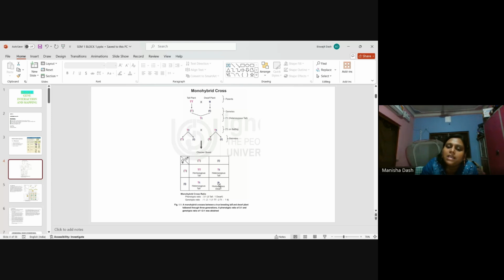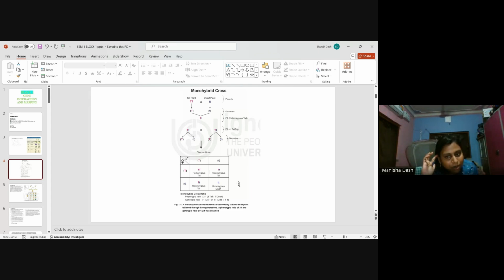Here, both the alleles are recessive or small, but both are similar. So again, this is a condition of homozygous. So the phenotypic ratio is 3 is to 1, and the genotypic ratio that was from Mendelism was 1 is to 2 is to 1. So this is about the Mendelian monohybrid cross.